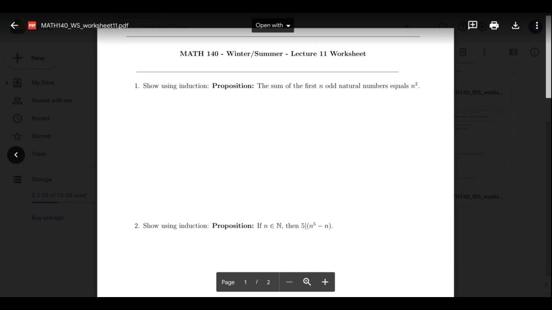P of 1 is not a natural number. P of 1 is a statement. So to prove that it works for n equals 1. No, P of 1 does not equal 1 squared. P of 1, as I typed in there, is a statement. See the time signature, 1:58 p.m.